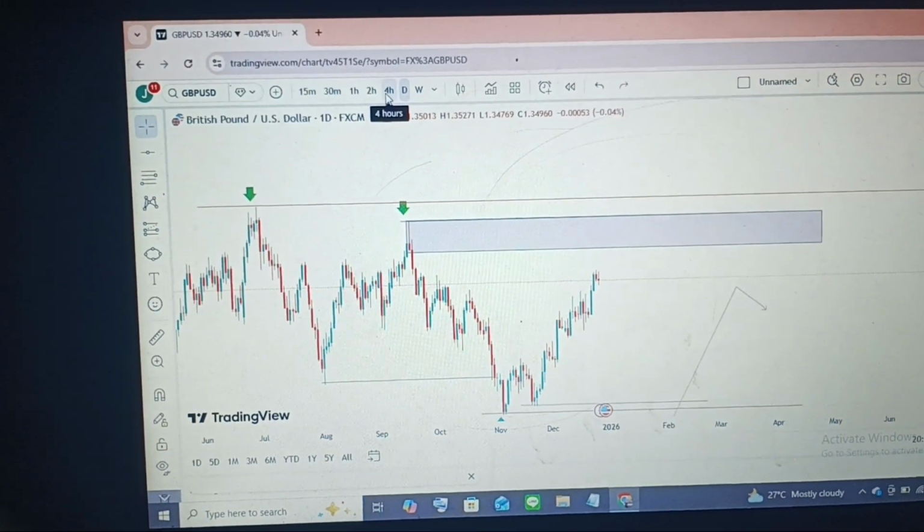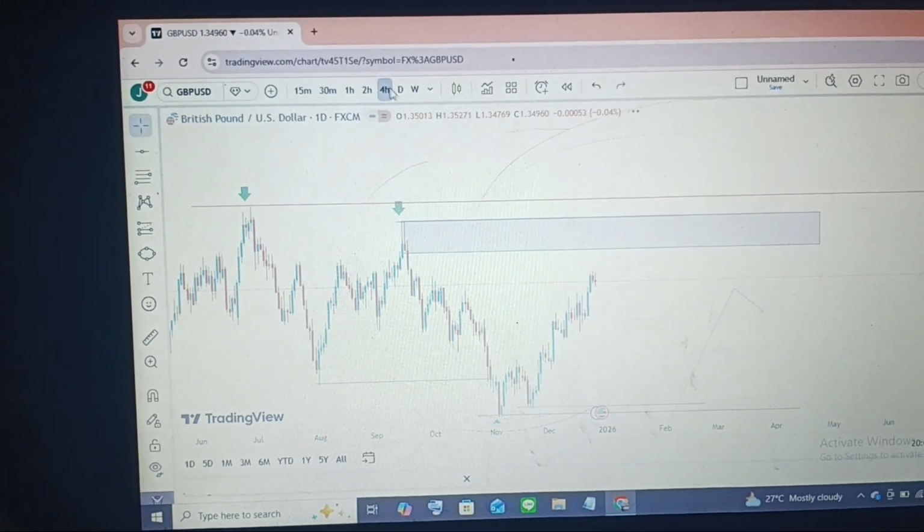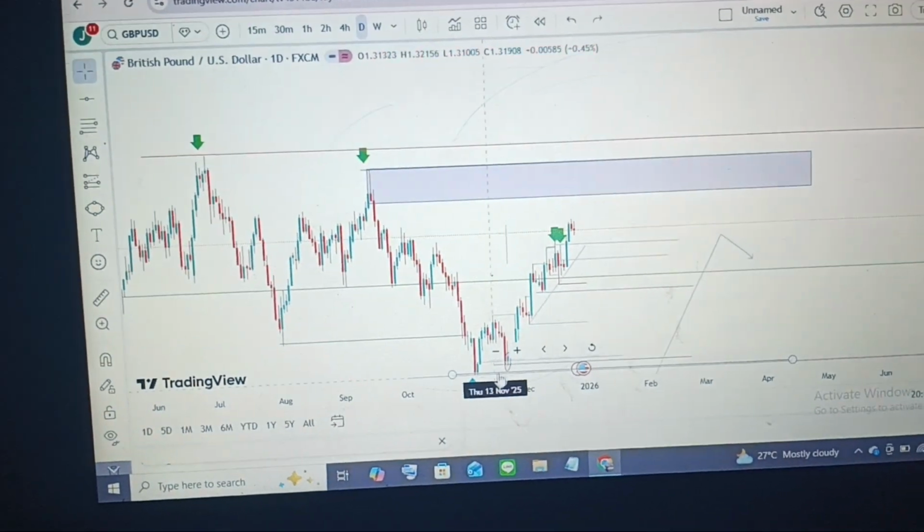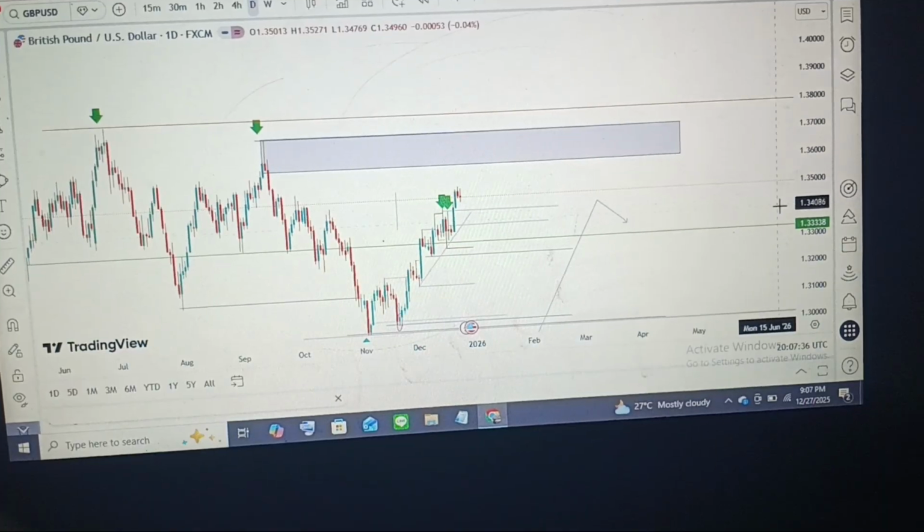What is the next time frame? We want to go to the 4 hour. Or before the 4 hour, this is something I want to point out. Before the 4 hour.